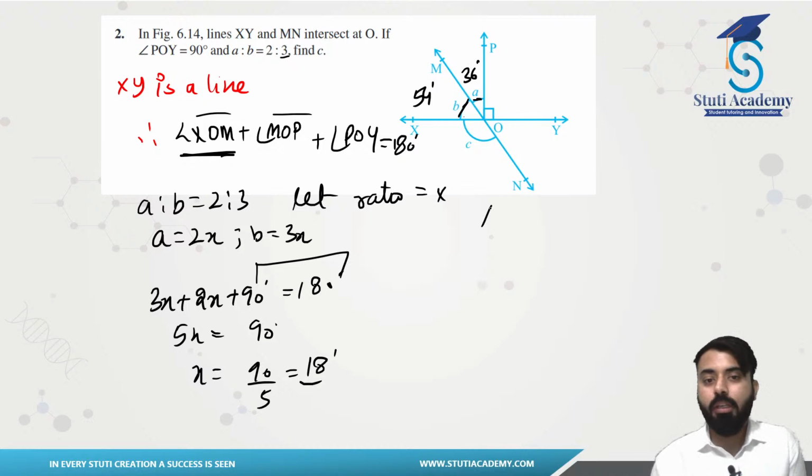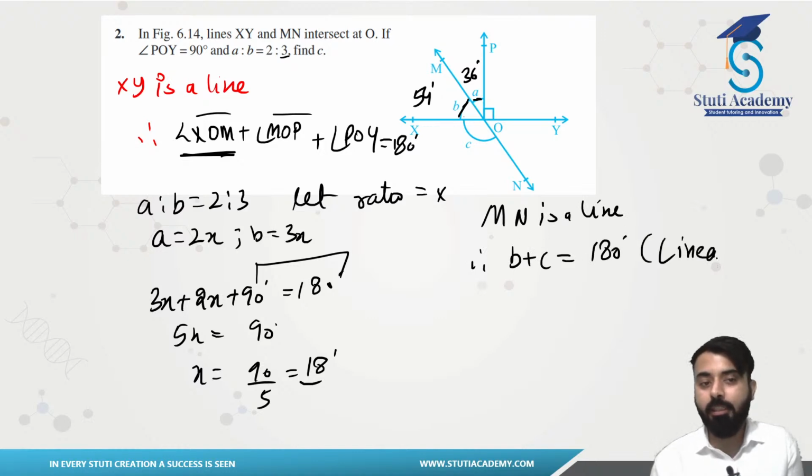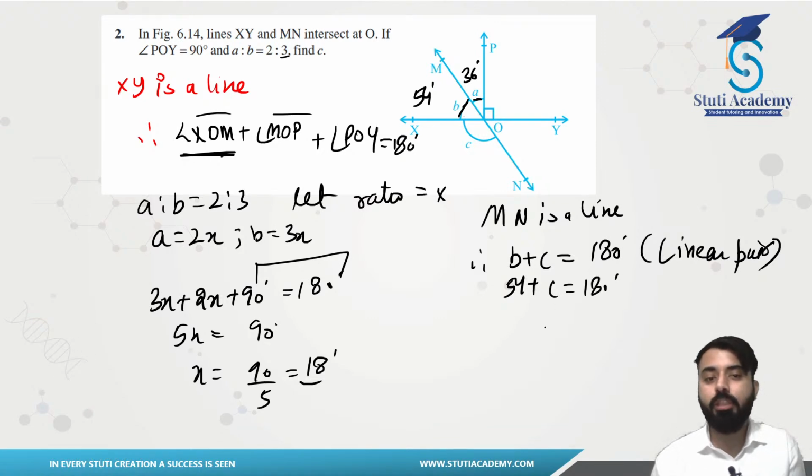I know MN is a line. Therefore, B plus C should be 180, considering they are part of a linear pair. So that means B itself was 54 plus only C. We don't have to use angle C because we have been given the name of that angle. This is C, that should be equal to 180. So C will be what? 180 minus 54, which will be 126 degrees.